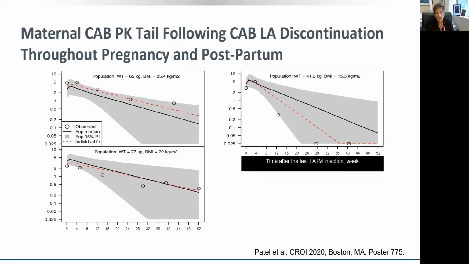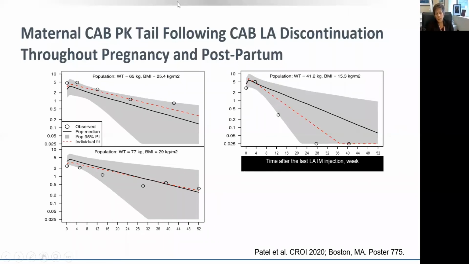This is some data that was presented at both CROI and the Women's Conference this year, and it is data from just a small number. It was 3 women who became pregnant on the cabotegravir trials. The women stopped the drug when they were found to be pregnant, but they continued to monitor drug levels throughout the course of their pregnancy.